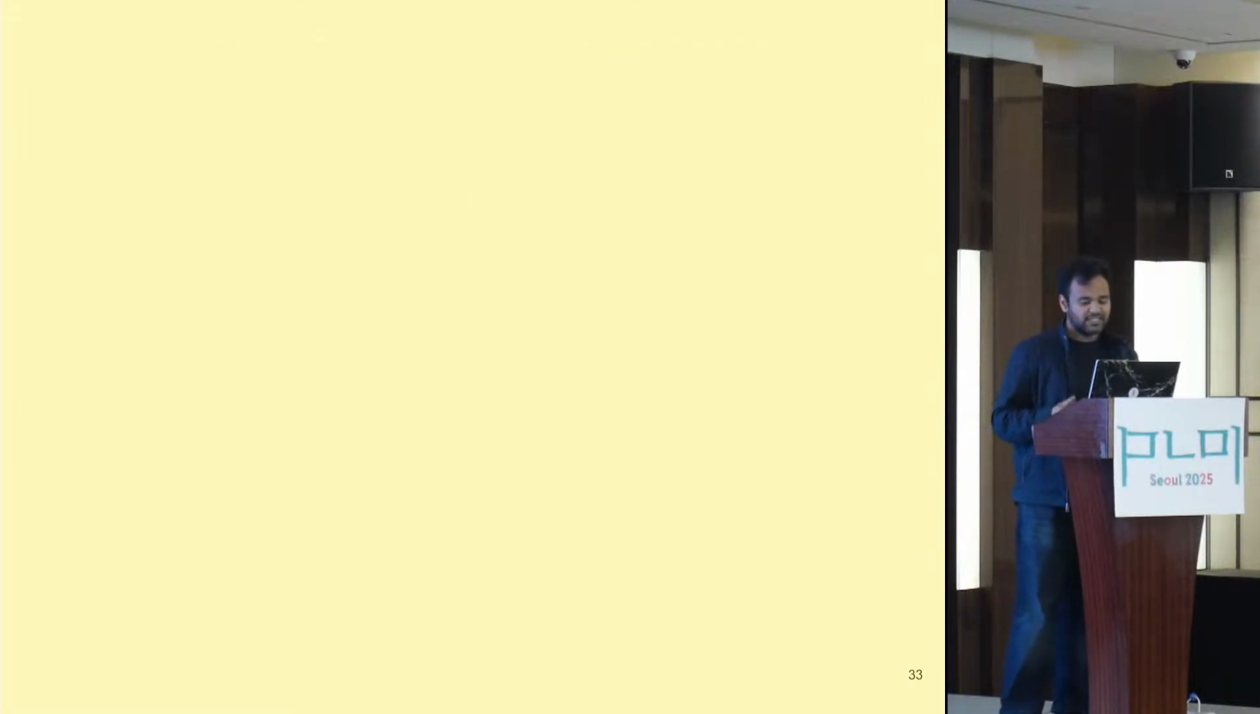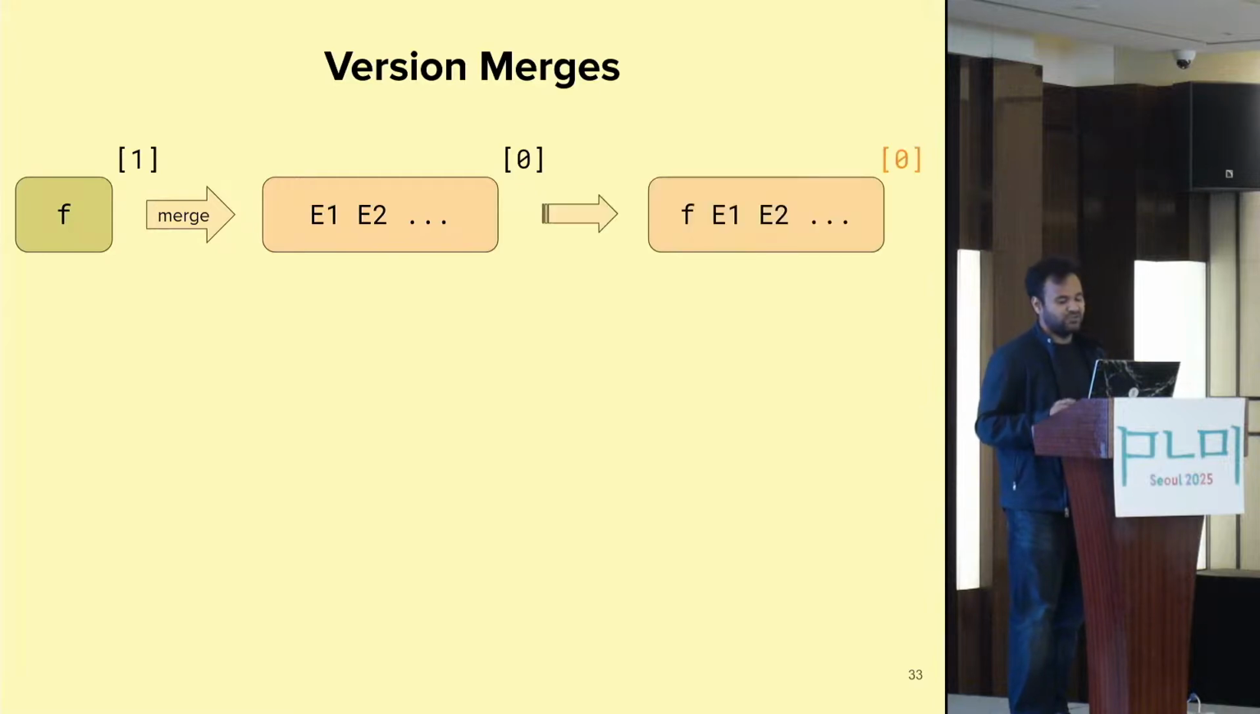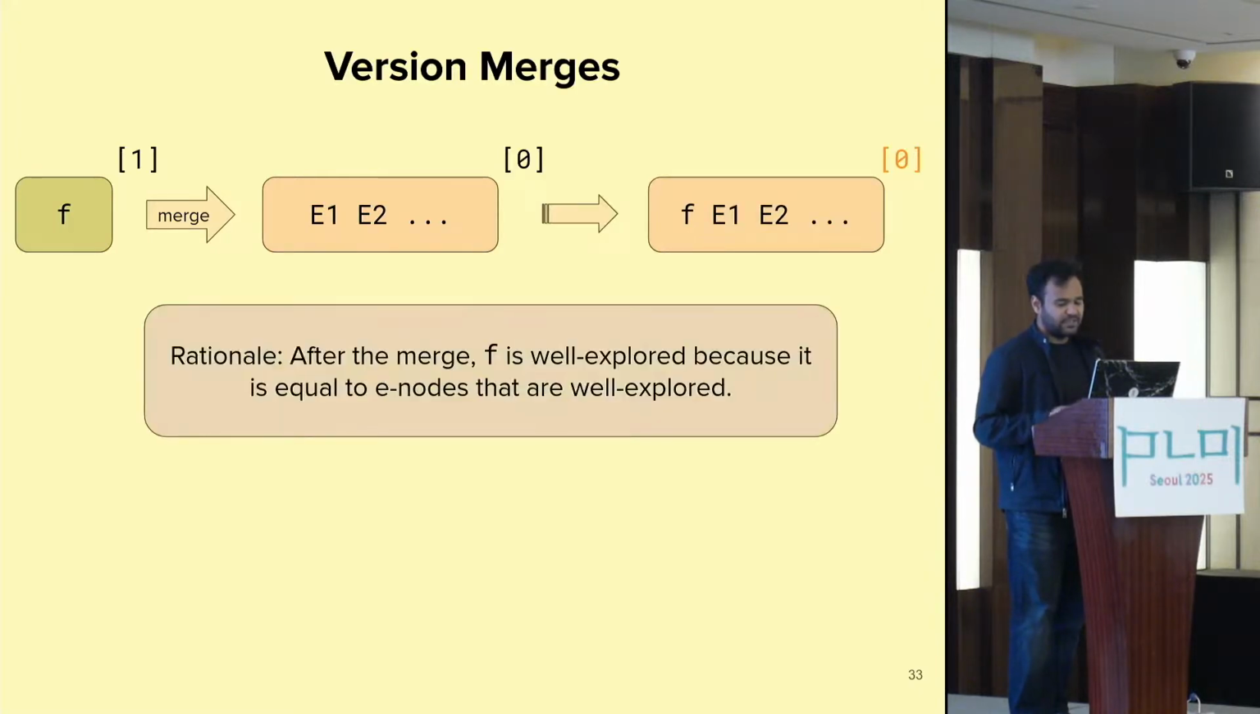This well-exploredness heuristic can also be used to explain the rule for merging of versions. So you have 2 E-classes, they have different versions, and you applied a rewrite rule that merges the 2 of them. In our design, we give the resultant E-class the lower version. And the rationale is just that, for example here, f is considered to be well explored after the merge because it is now equal to E-nodes that were already well explored.